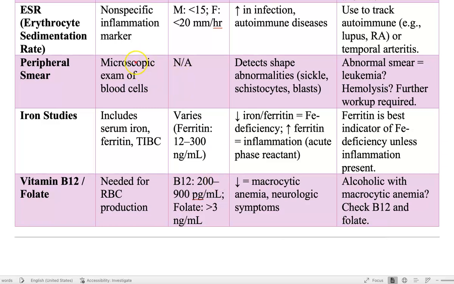Now, what about ESR? Erythrocyte sedimentation rate. Non-specific inflammation marker. In males, it is less than 15. In females, it is less than 20 millimeters per hour. When it goes up, it means there is infection going on or some kind of autoimmune disease. Generally used to track autoimmune conditions like lupus, like RA or temporal arteritis. We're going to move on to the next one.